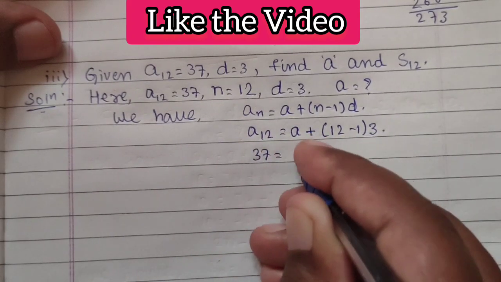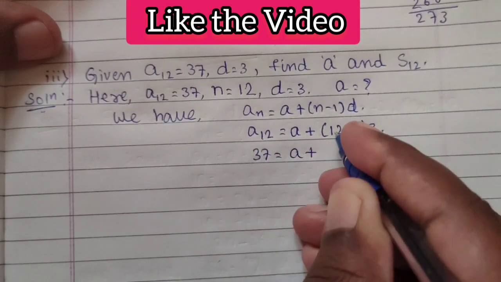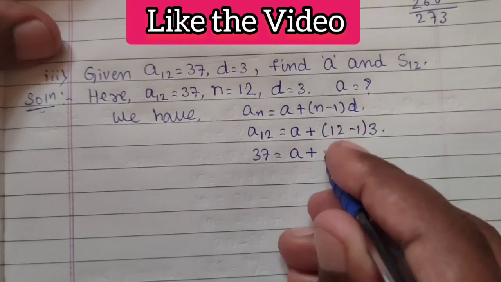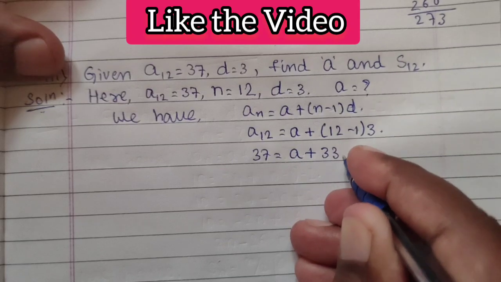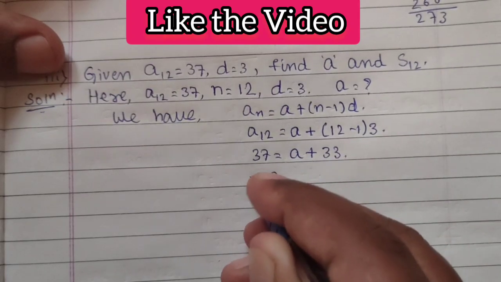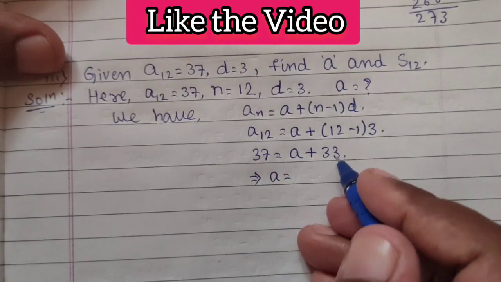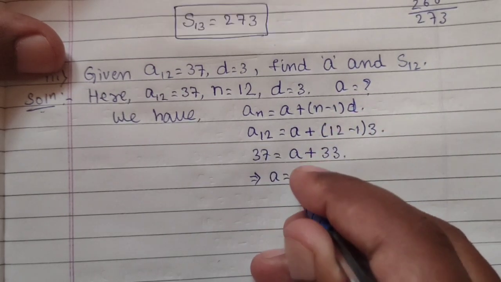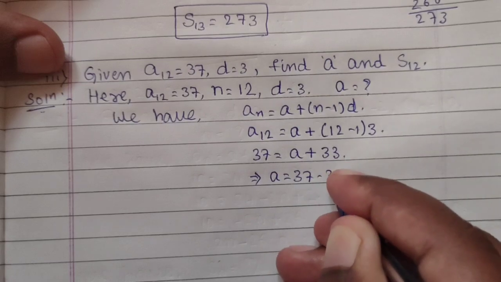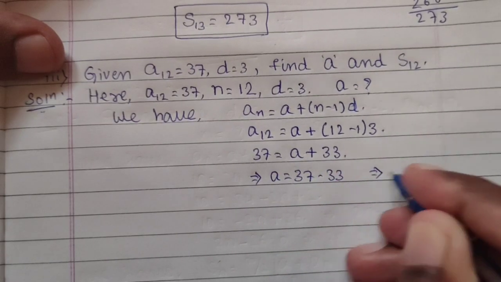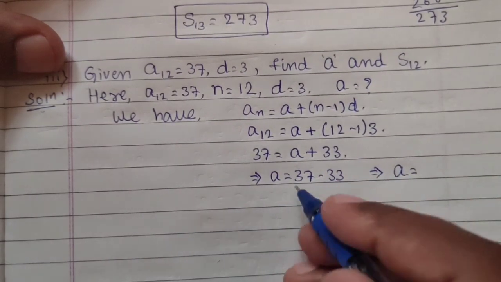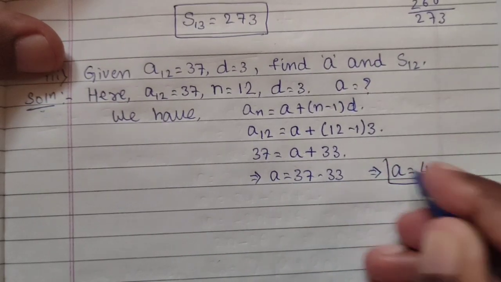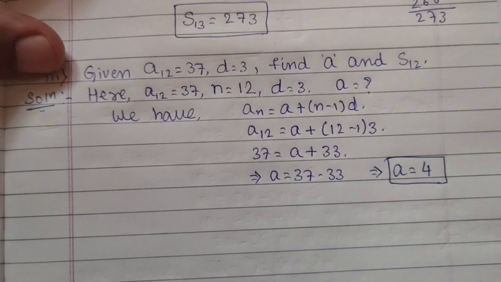37 is equal to a plus 12 minus 1, 11, 11 into 3 gives 33. That is a is equal to, let us shift this plus 33 to the left side, it becomes minus 33. That is a is equal to 37 minus 33 gives 4. This is the first term.